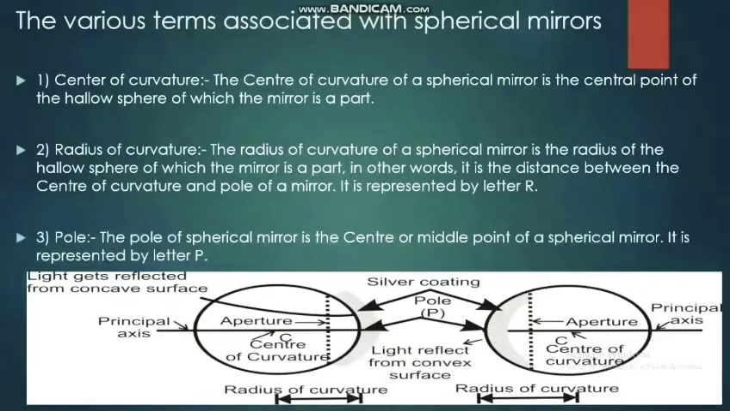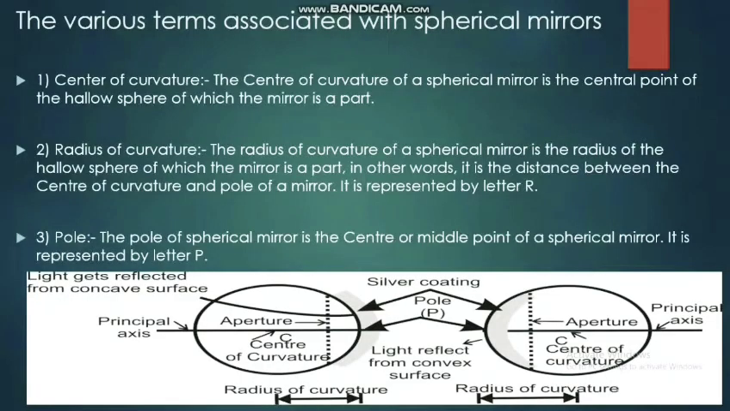We start with the keynotes of spherical mirrors. The first point is the center of curvature. As you have seen in the figure, we have taken a hollow sphere in 2D, and the center of this hollow sphere is called the center of curvature. Next, the radius of curvature. The distance between C, the center of curvature, and the pole, or you can say the edge of the mirror, is known as the radius of curvature. It will be equal in all directions.